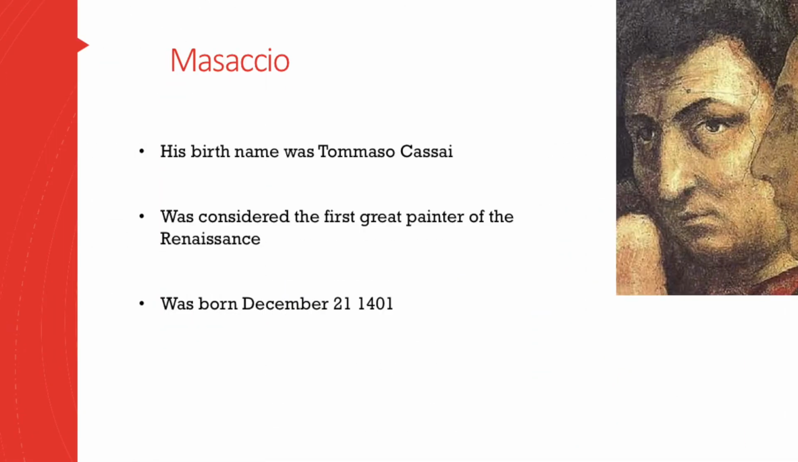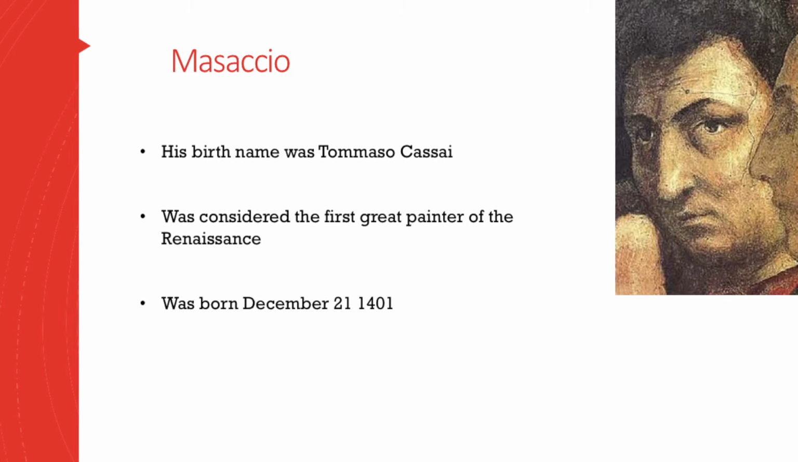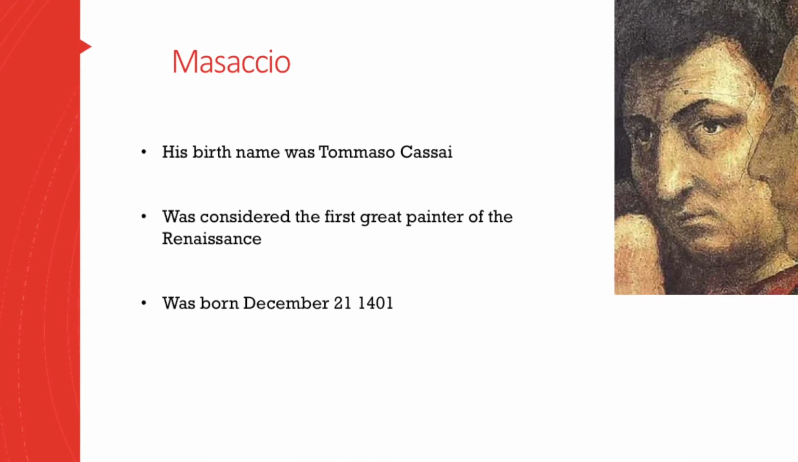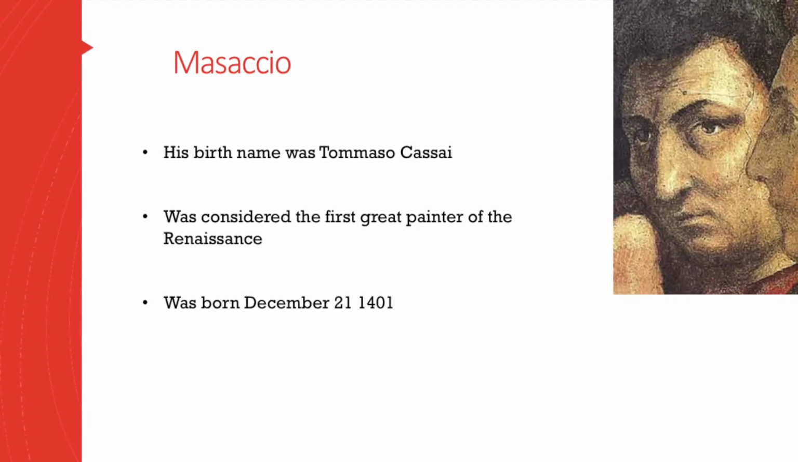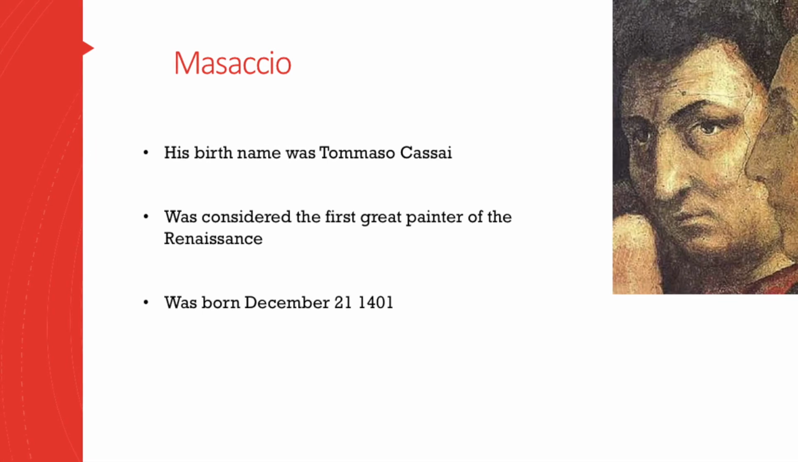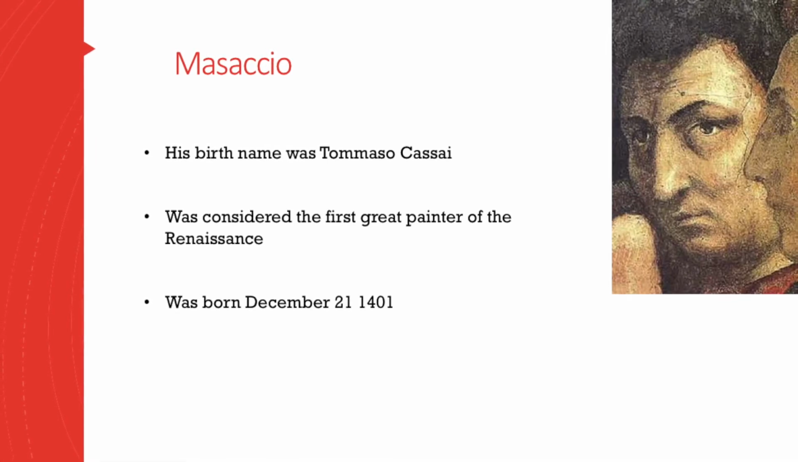Alright, now I'm here to talk about Masaccio. His birth name was Tommaso Cassai, and he was considered the first great painter of the Renaissance. He was born December 21st, 1401, in Castel San Giovanni. It's now called San Giovanni Valdarno. It's a province of Arezzo.